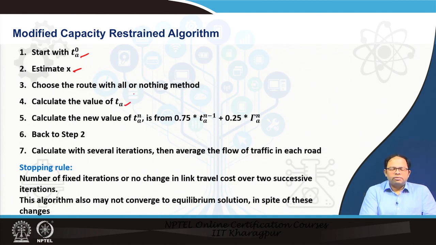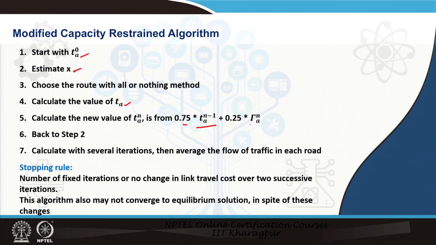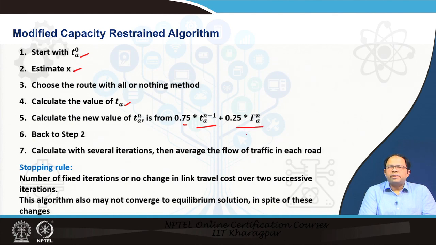We calculate the value of TA, the new time, and calculate the new value of TAN for the next iteration, which is 0.75 of TAN minus 1, that is the previous value, plus 0.25 into tau Na. So this is the estimated value that we have just now. That means we take 75% of the average and 0.25 of the last iteration value. So we can again repeat the steps, and we will keep on doing that.